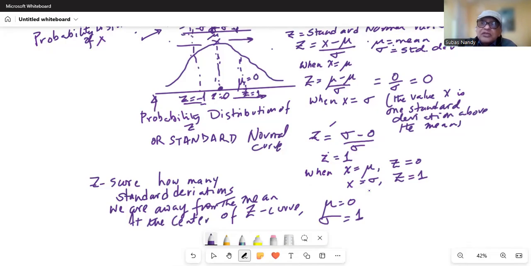So here I established the standard normal curve as having a mean of 0 and a standard deviation of 1. What is a standard normal curve? It's a bell-shaped curve whose center, where the peak is the highest, the standard normal variable z has value 0. Hence the mean is 0 and the standard deviation is 1 for the standard normal curve.